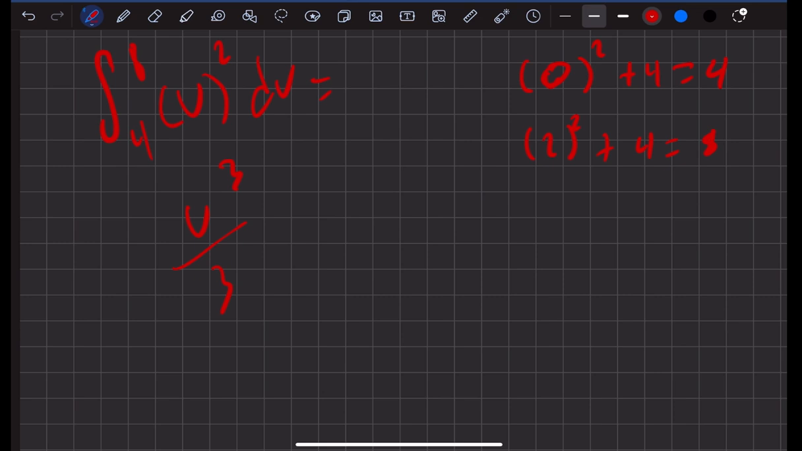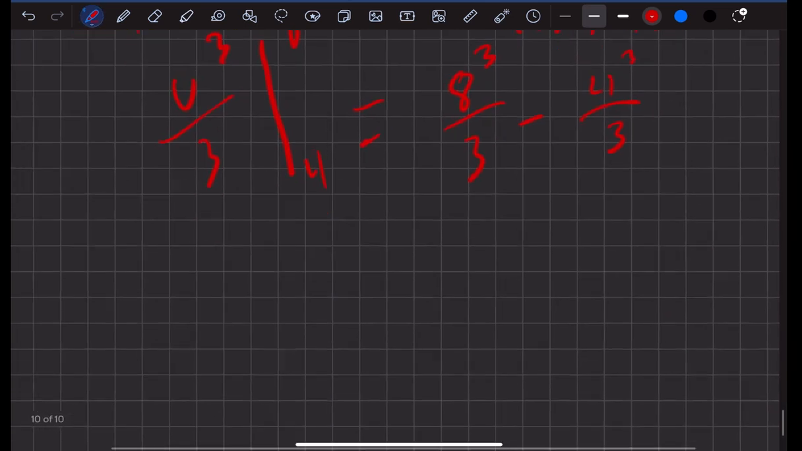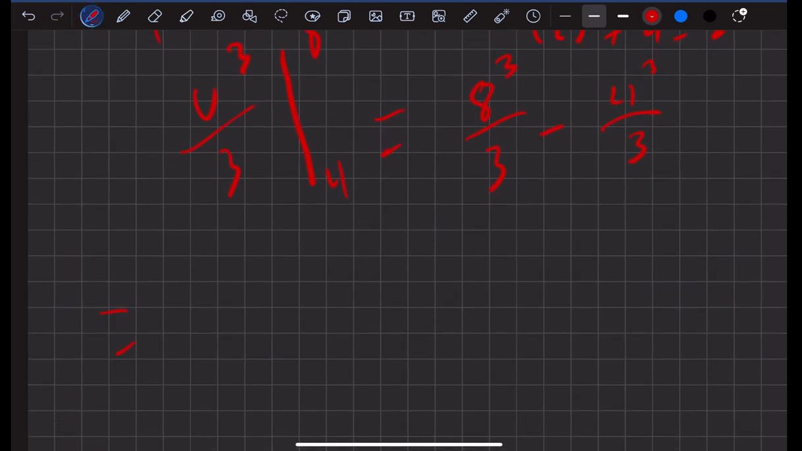Now that we have a definite integral, we still have to evaluate this equation from 4 to 8. So now we just have to find the answer to this equation. It's going to be 8 cubed over 3 minus 4 cubed over 3. If we solve that, it's going to come out to 512 over 3 minus 64 over 3, and that is going to come out to 448 over 3.